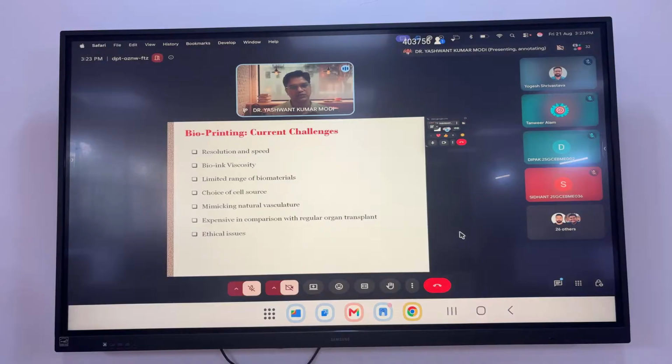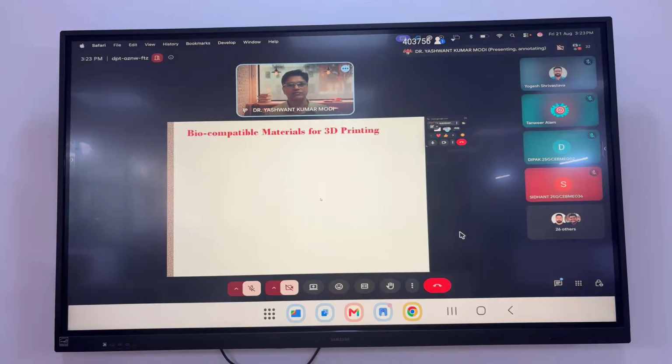That's why people have started preserving their stem cells. Mimicking natural vasculature is again very important. It is also expensive in comparison with a regular organ transplant. Since this is a relatively new technology, it is very costly nowadays. Many ethical issues are also there, and a specific government policy is required. So these kinds of challenges are there.